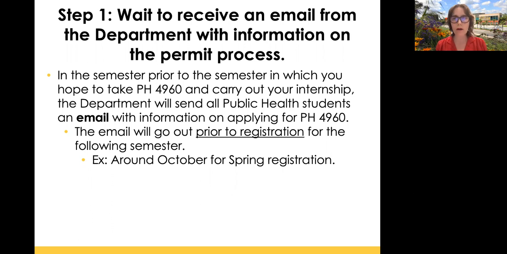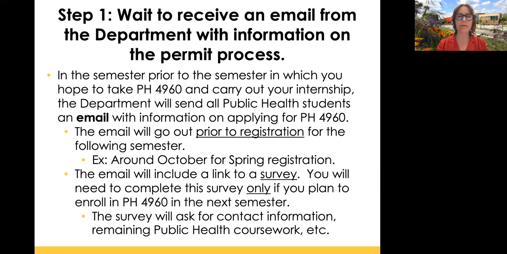If you are ready to enroll in 4960, this email will come out prior to registration. So you will have all the information you need before registration opens up for the following semester. For example, if you are looking to enroll in spring semester's PH 4960, an email with information will go out sometime around October, which is typically a couple of weeks before registration opens up for spring.